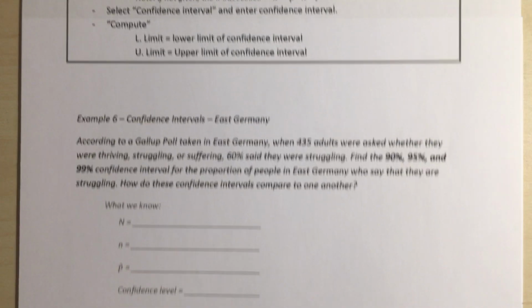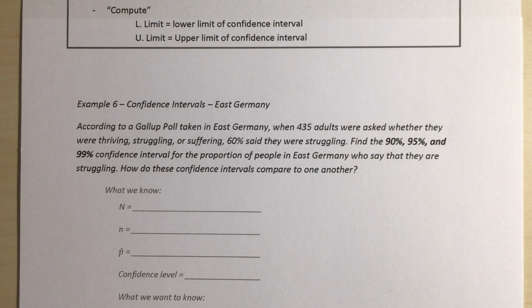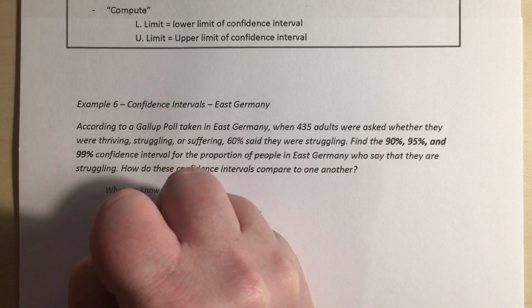All right, so according to the Gallup poll taken in East Germany, when 435 adults were asked whether they were thriving, struggling, or suffering, 60% said that they were struggling. Find the 90%, 95%, and 99% confidence interval for the proportion of people in East Germany who say that they are struggling. How do these confidence intervals compare to one another? So we're going to use StatCrunch to work through these because we're asked to find 3 different confidence intervals. Instead of finding 3 different margins of error and then 3 different answers, we're just going to use StatCrunch to compare these.